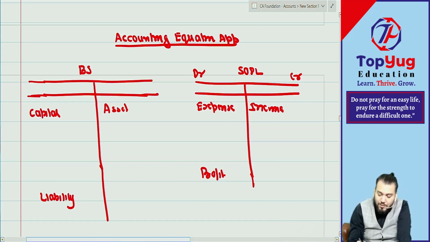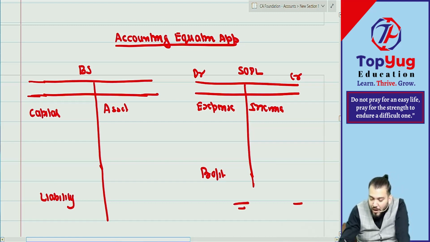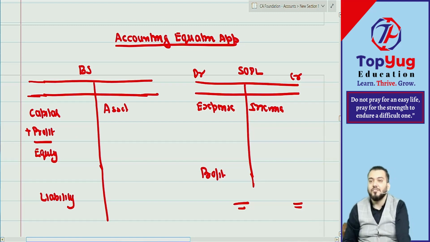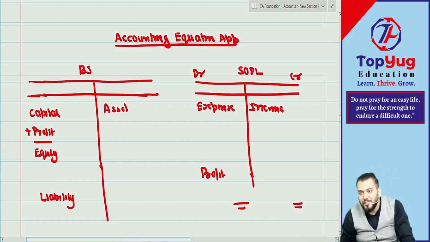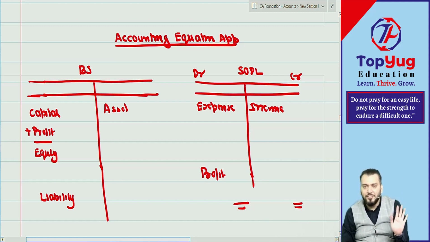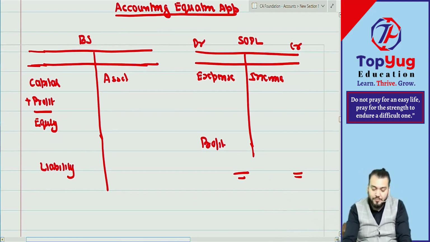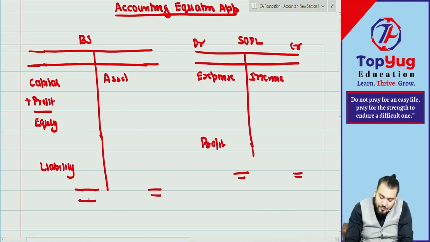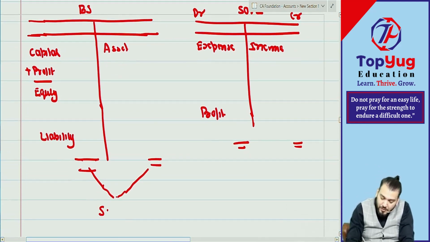So my question to you: this profit will be added to what? Capital. So we'll transfer this profit to what? Capital. And capital plus profit is known as equity. Equity. Understood? Capital plus profit is equal to equity. Are you getting what I'm saying? Have you understood? And what is the rule? The total of these should be what? Should be the same.